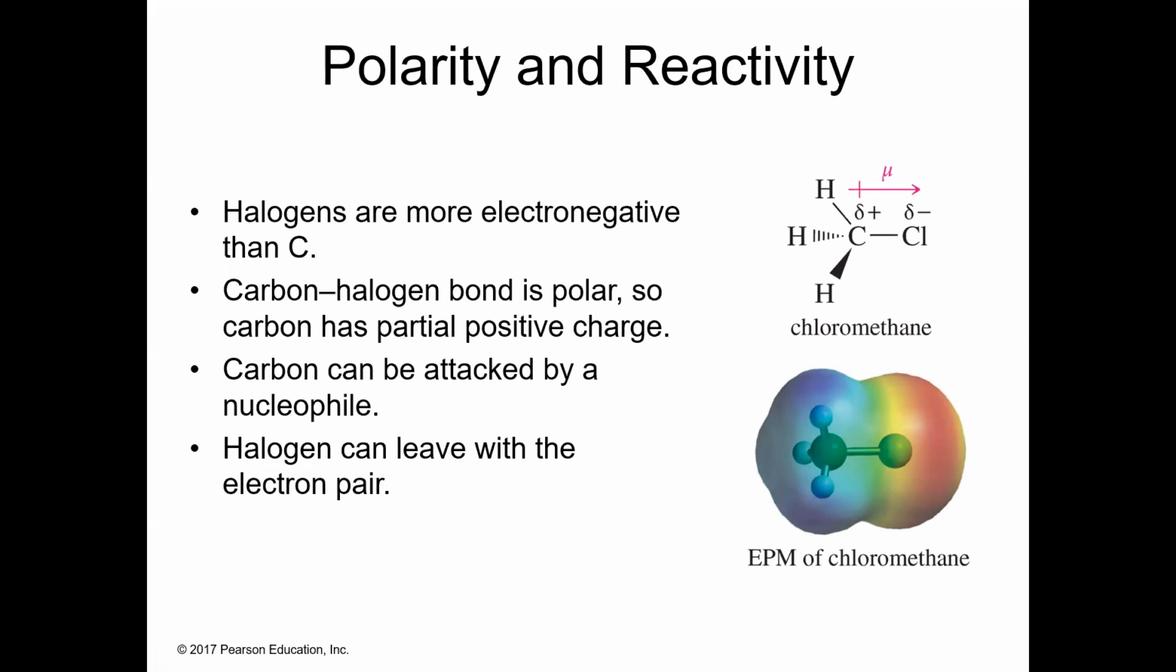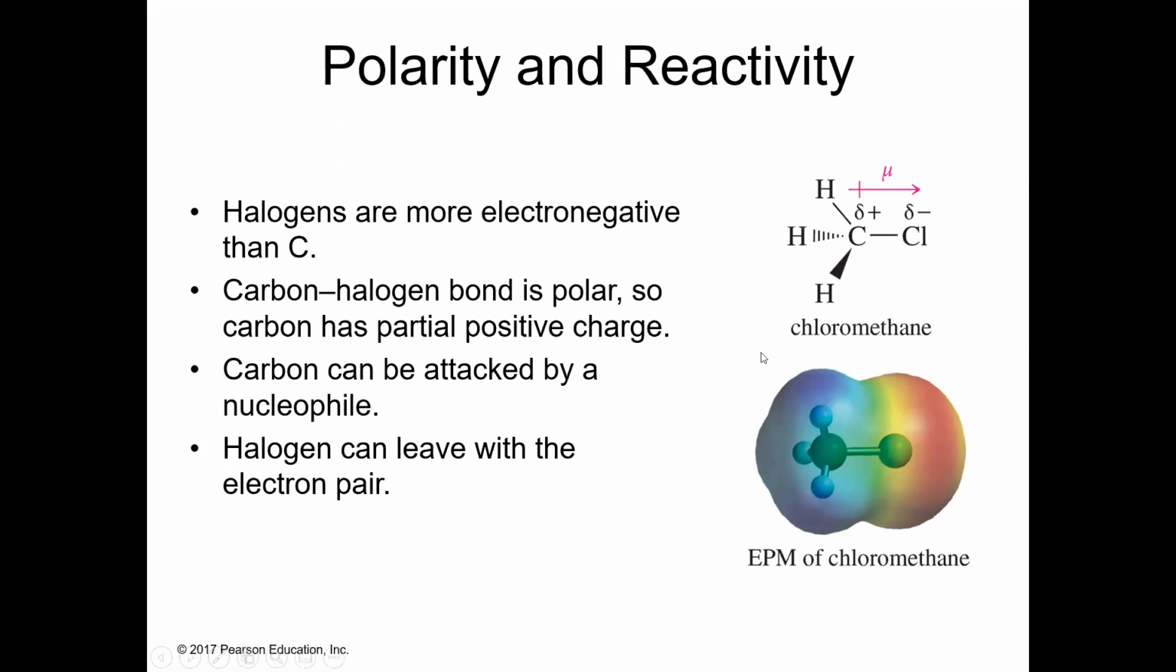Okay, the halogens are electronegative elements. They're all more electronegative than carbon. The carbon-halogen bond is polar, so that carbon has a partial positive charge. Here we have an electrostatic potential map of chloromethane. Around the chlorine, especially around the lone pairs, there's a high electron density, whereas on the other side of the molecule, color-coded in blue, we have a low electron density. And this is critical to the reaction of alkyl halides.